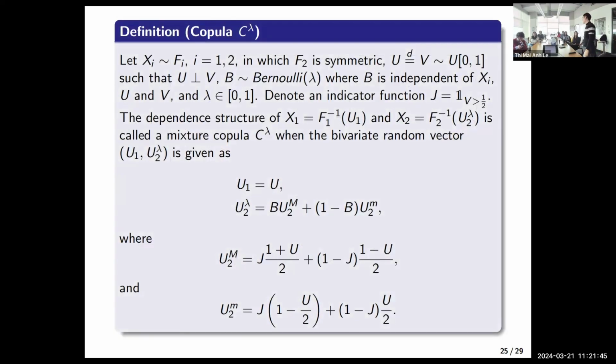Then similarly, we define a two-dimensional mixture copula C lambda in here, applying the same principle that we did before. We know that the dependence structure of X1 and X2 is called a mixture copula C lambda when the bivariate random vector U1, U2 lambda is given as in here. Again, the bivariate random vector U1, U2 lambda is a linear combination of the bivariate random vectors from the maximizing copula and the minimizing copula. So it's B times this term plus 1 minus B times this term.